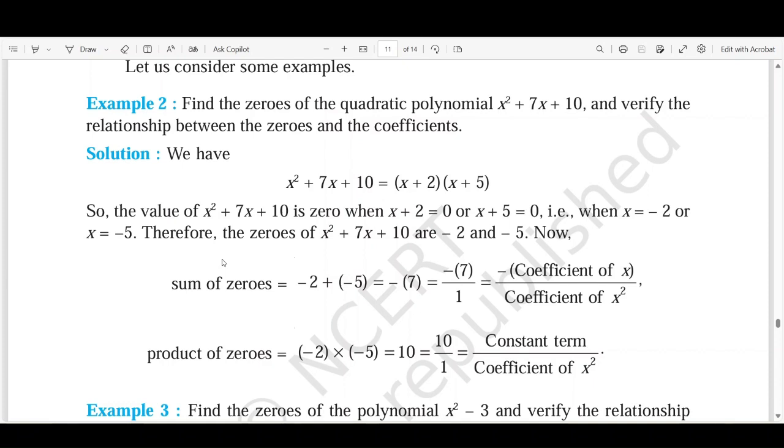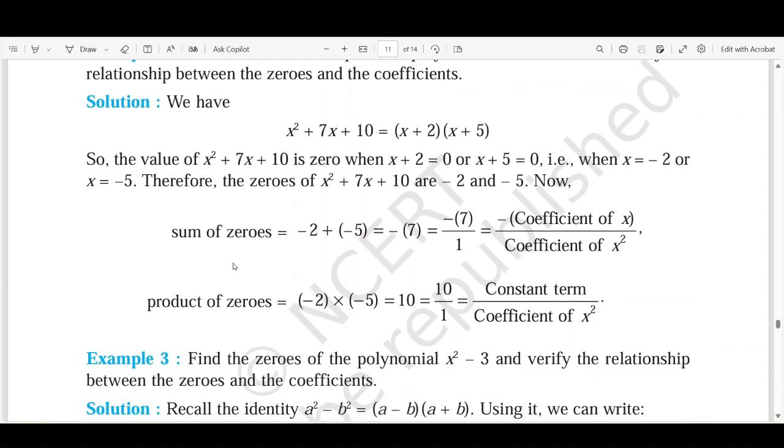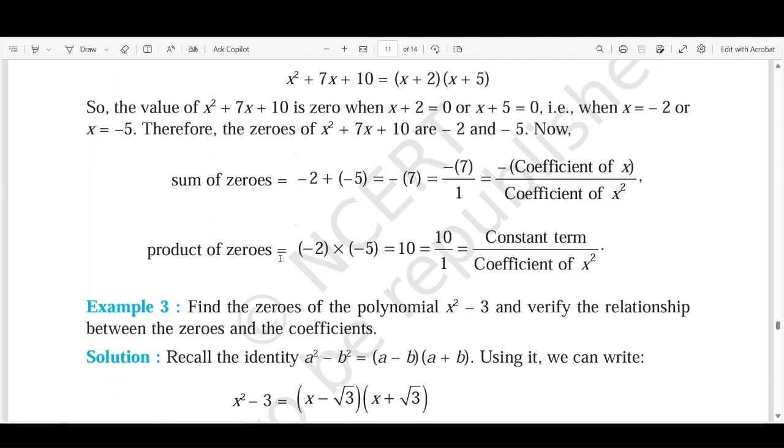And now if we verify their relation, that is the sum of the zeros, if you add minus 2 and minus 5, you are getting minus 7. Minus 7 can also be written as minus 7 by 1, where 7 is nothing but the coefficient of x and 1 is the coefficient of x square. Thus, it satisfied the expression, and the product of zeros, minus 2 into minus 5 is 10, 10 by 1. So 10 is the constant term and 1 is the coefficient of x square. So thus we have verified the relation between the zeros.